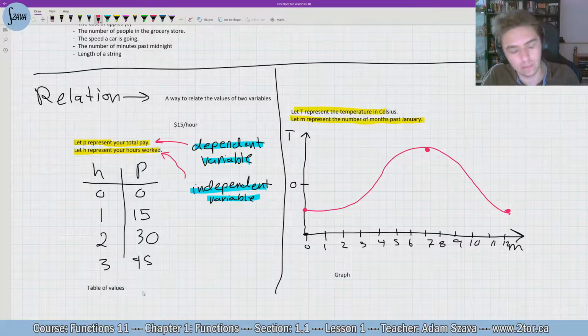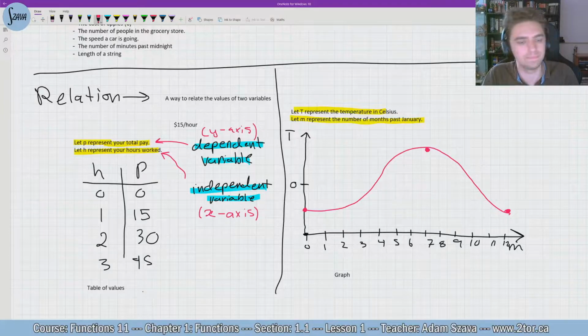This doesn't have to be, but this is how we usually do it. The independent variable is graphed on the x-axis, and the dependent variable is on the y-axis.